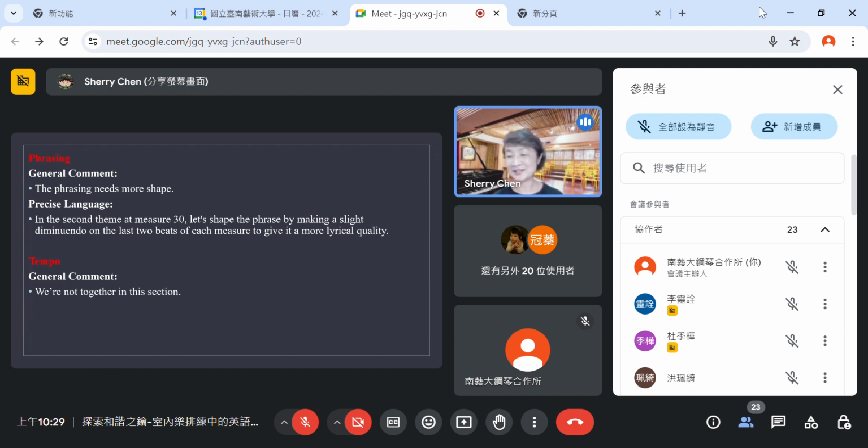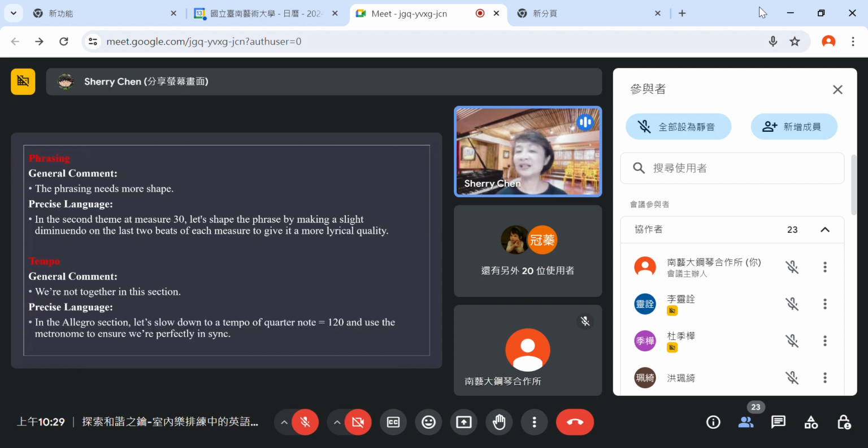This is what I hear all the time. In chamber rehearsal, if there are more than 3 people, it starts to be a little more confusing or a little more challenging to make sure everyone is on the same page or on the same beat. So a general comment will sound like, "We're not together." A precise language will say, "In the allegro section, let's slow down to a tempo of quarter note equals 120 and use the metronome to ensure we're perfectly in sync."